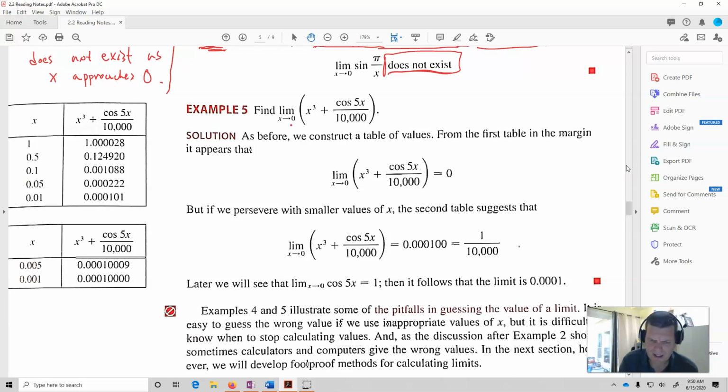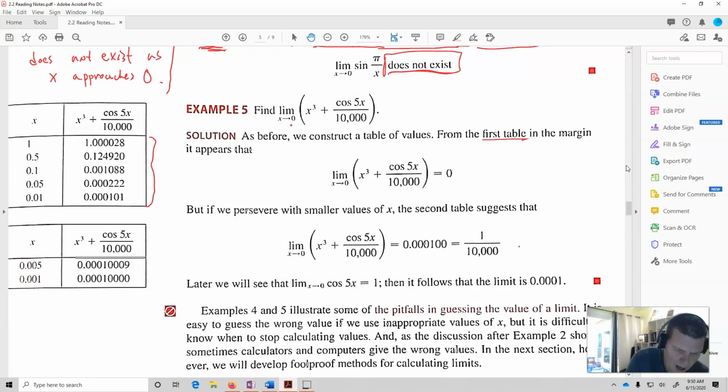Well, I look at this and I go, okay, that's kind of interesting. Let me see. As before, we construct a table of values. From the first table in the margin, it appears, right? If I look over here, this margin right over here, notice the first table, so I'm going to go look at it.